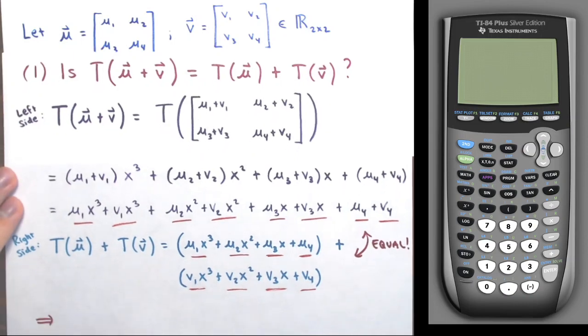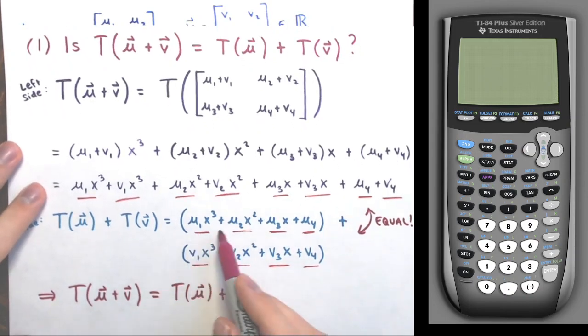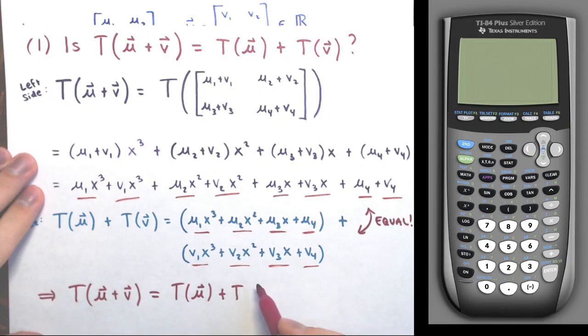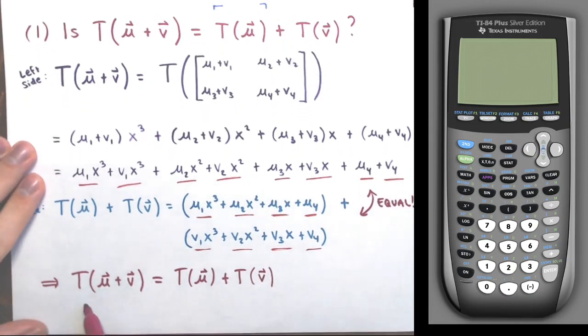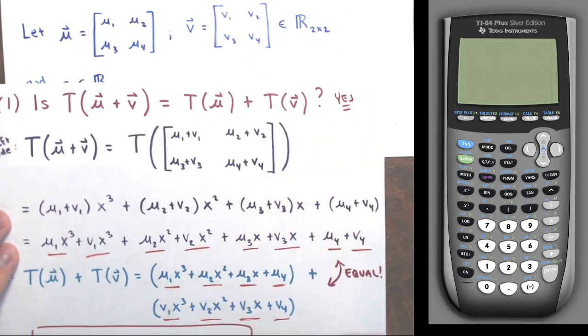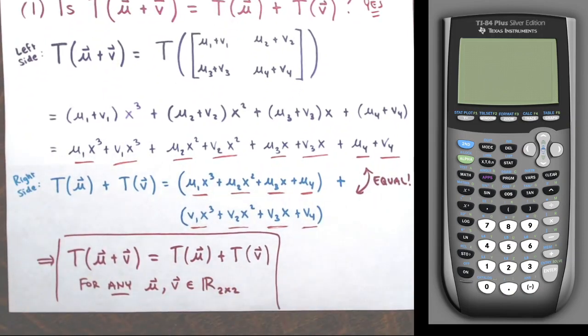So what we're seeing here is that T of u plus v is indeed equal to T of u plus T of v for any vectors u and v. These could be these u1s through u4s and v1s through v4s. They could be any numbers I wished. So the answer to that question in the beginning was yes. The additivity property holds true for this particular transformation.